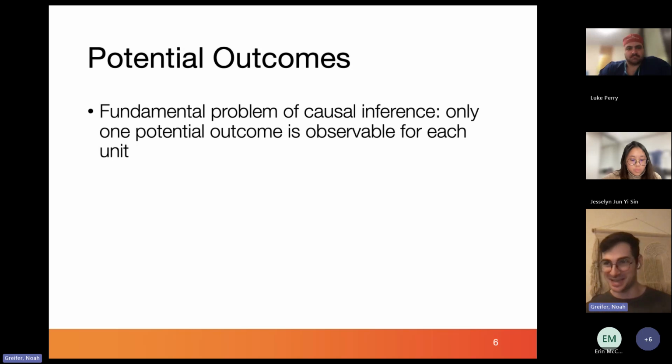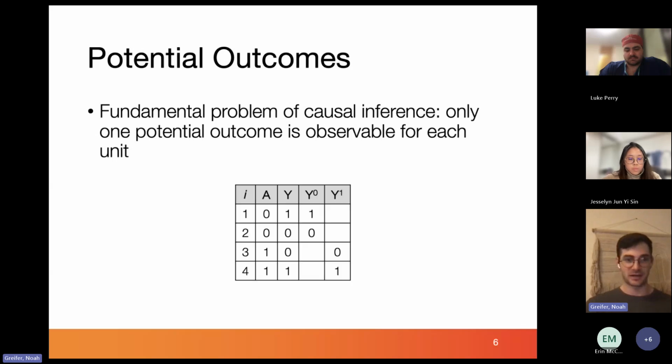There is this kind of problem that you might have recognized already. The fundamental problem of causal inference is that only one potential outcome is observable for each unit. So here is a hypothetical data set where we have 4 individuals, 1, 2, 3, and 4, and 2 of them are receiving control and 2 of them are receiving treatment.